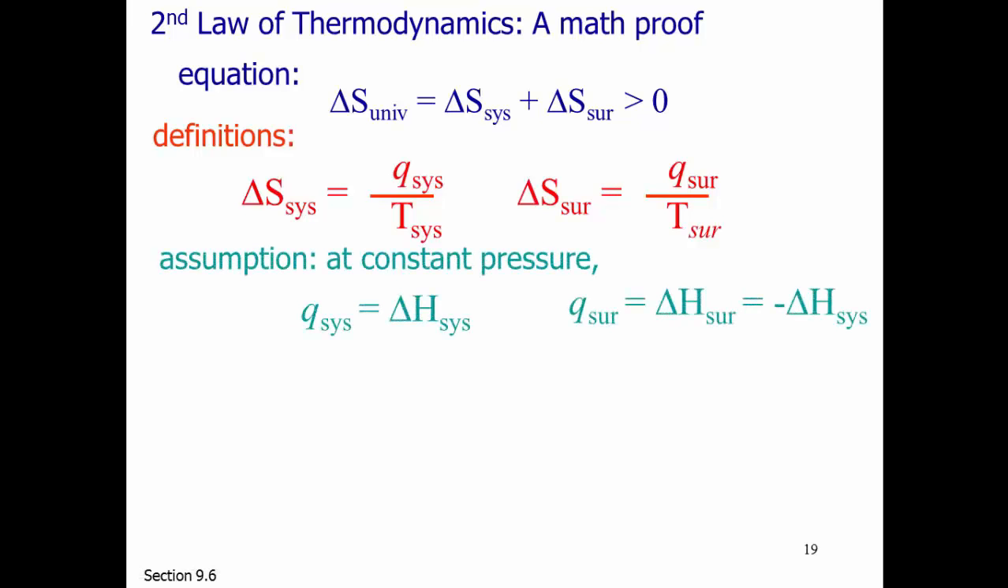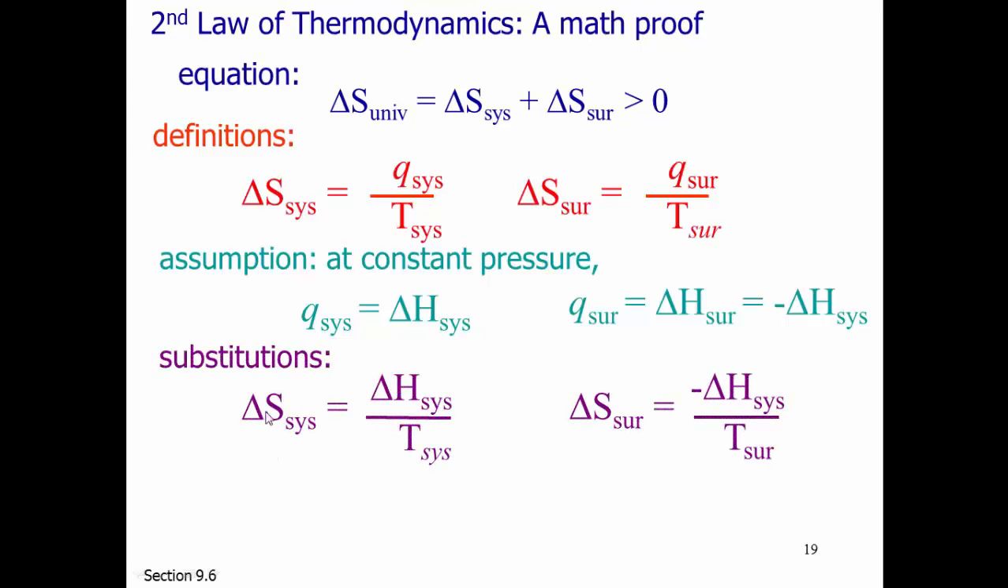If we do this at constant pressure, we can actually substitute delta H for Q system. For the system side, we can have delta H system over T system. For the change in surroundings, we can have negative delta H system, because remember, the enthalpy change of the surroundings is equal to the negative enthalpy change of the system. So making that substitution, I have this term right here, minus delta H of system over T surroundings, representing delta S of surroundings.